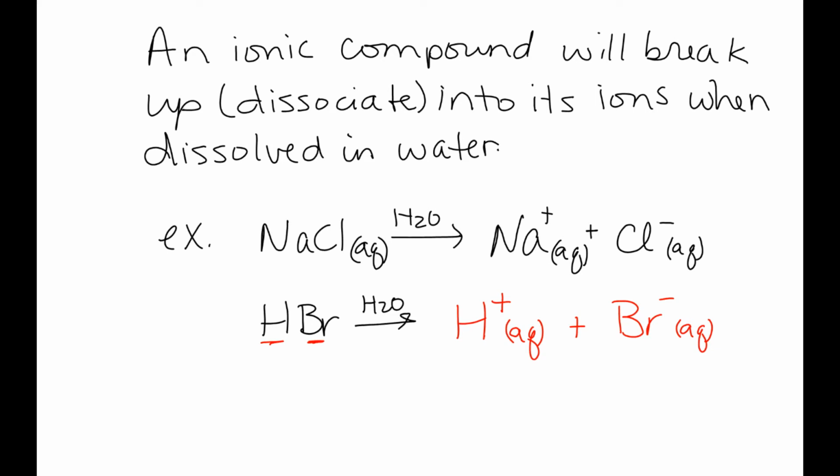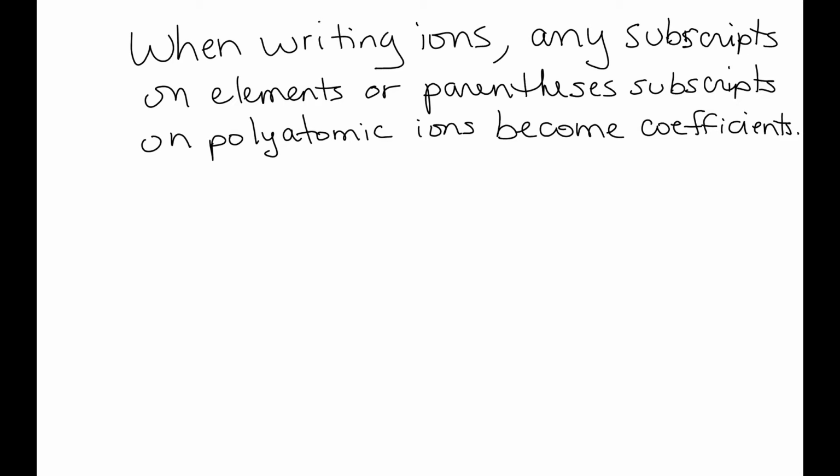On these, you're going to have to either look on the periodic table or use your polyatomic ion chart. You have to find what the charge is on them. You're going to have to look them up. When you're writing ions, so you're breaking up a compound into its ions, any subscripts on elements, we're not talking about polyatomic ions, or parentheses subscripts, where you have parentheses and then a little subscript outside of it, those numbers become coefficients, the big numbers in front.